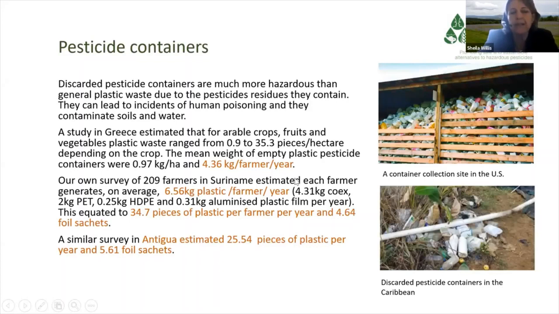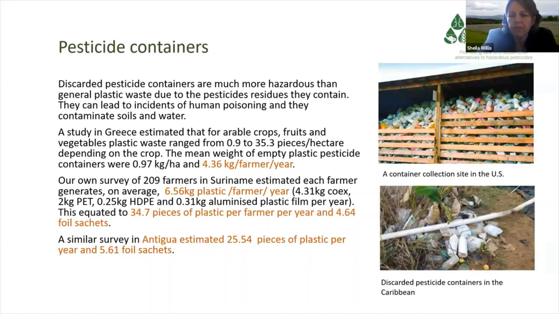To focus on pesticide containers in particular, of course, they're a particular problem because beyond the problems that the plastic itself causes, you've got the hazardous contents caused by the pesticide residues inside. And those residues can cause significant problems with human poisoning and contamination of soils and water.